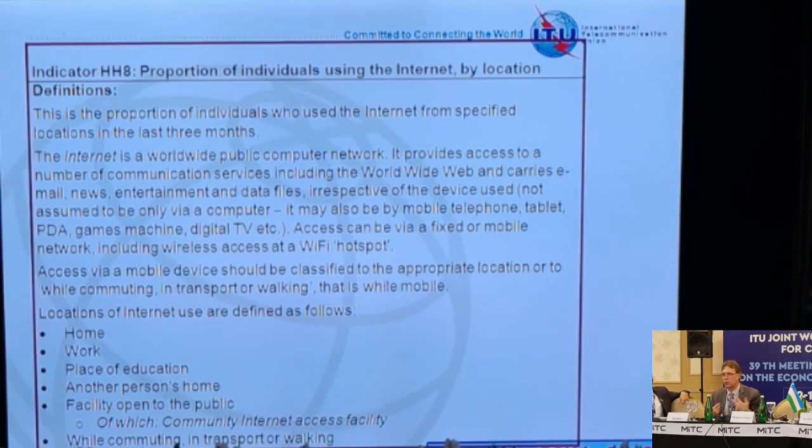So you are commuting, you are coming home, you're in the bus, you pick up your phone and you start browsing the internet. You're commuting. You're out in the street shopping and you check something on the internet. You're walking in the street. You're in transport, as I said, you're in the train. You're in the car going to work. Do not use the internet. That's not allowed. That's dangerous.